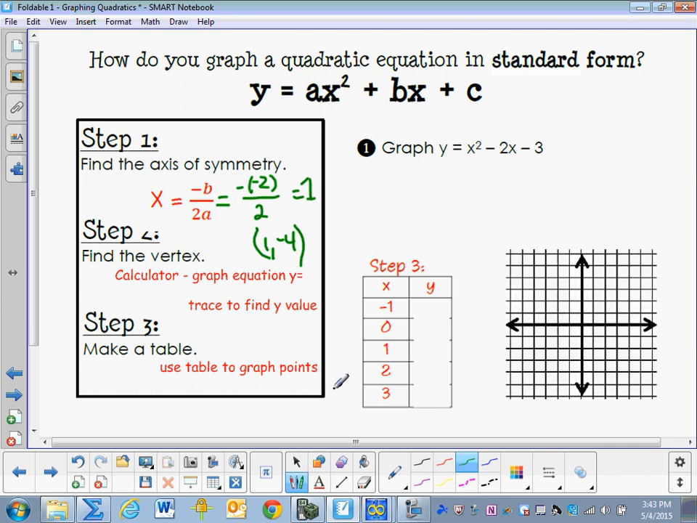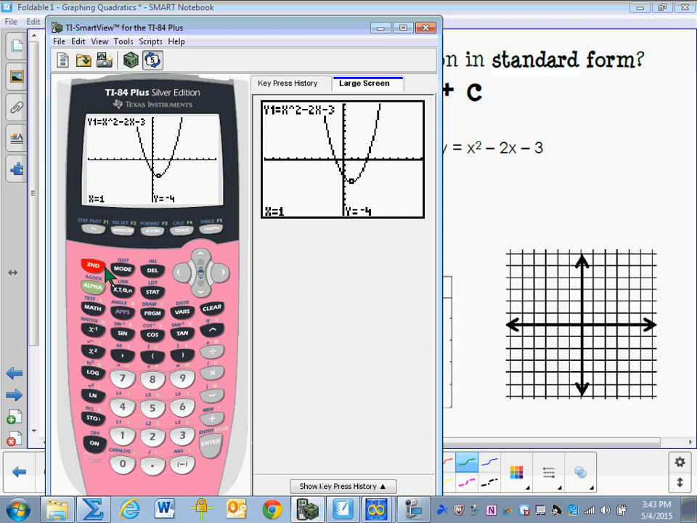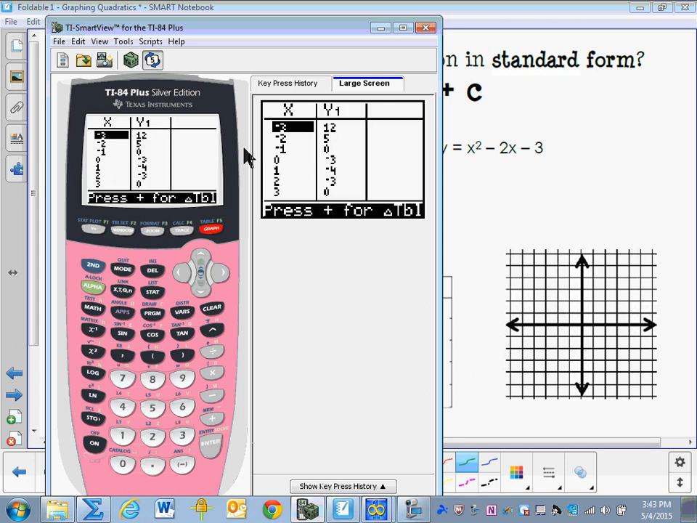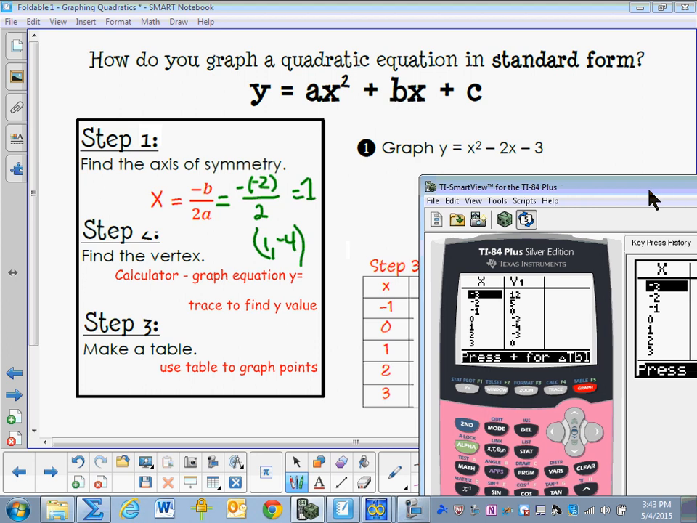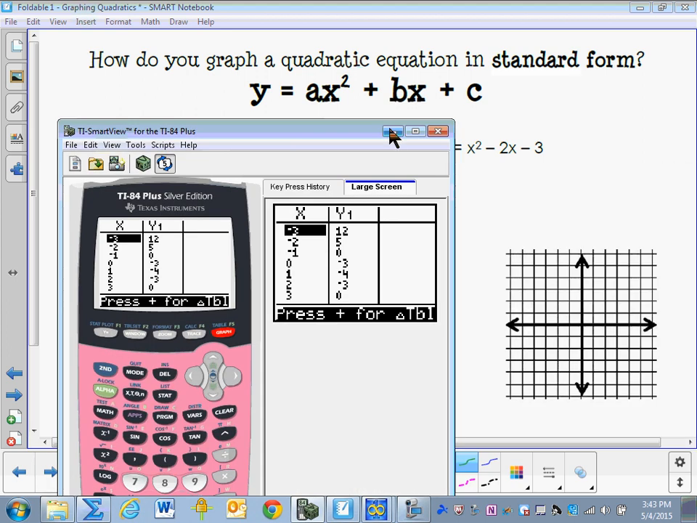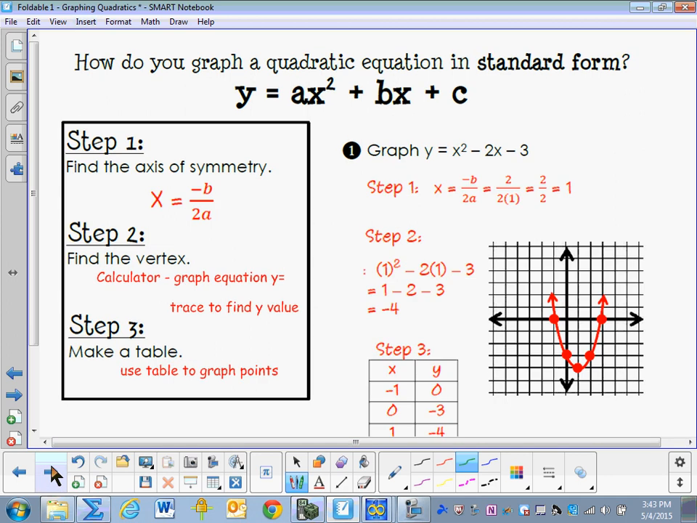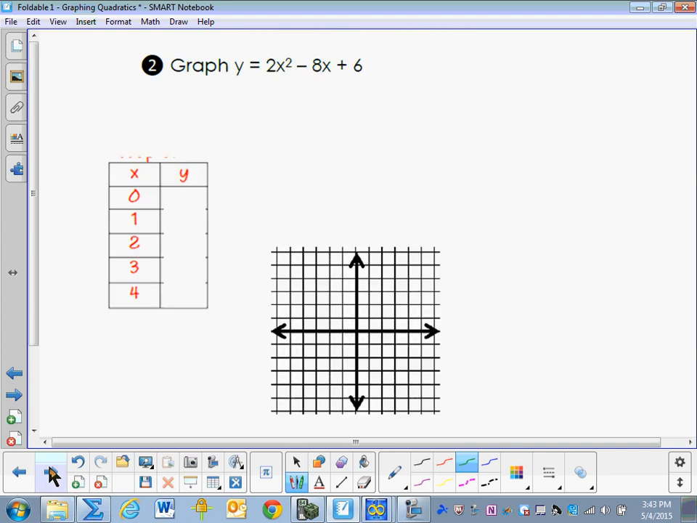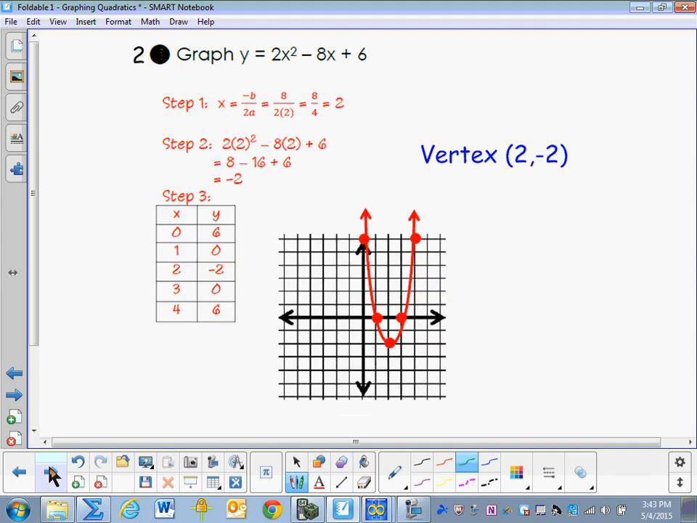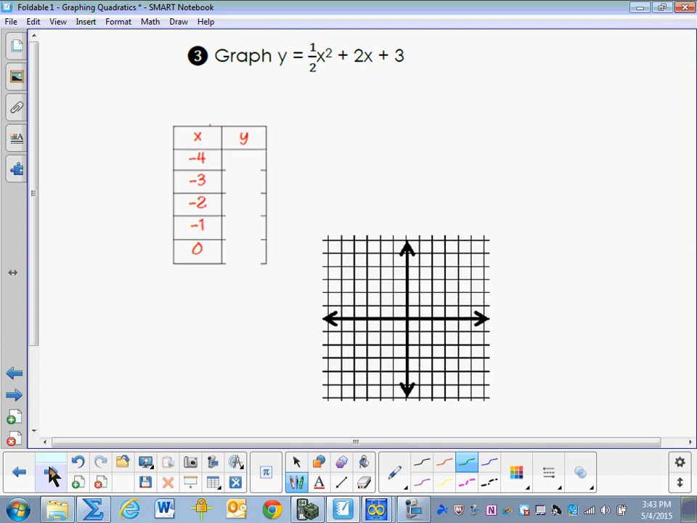And I'm going to use a table of values now to graph the points. So to find the corresponding y, I'm going to go ahead and look at my table on my calculator. So graph number 2. Graph number 3.